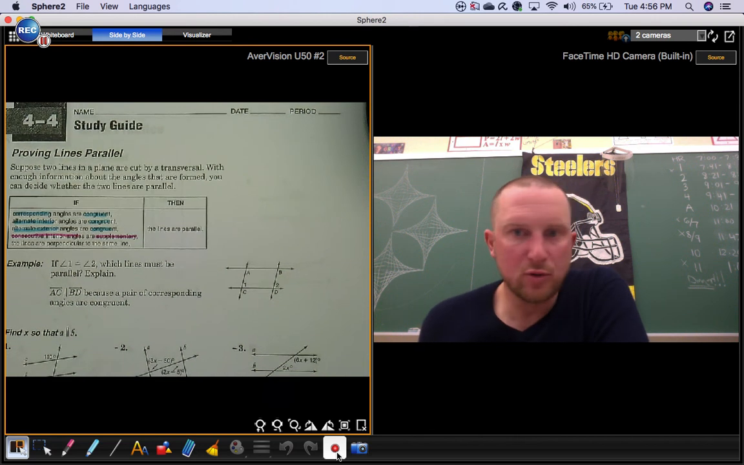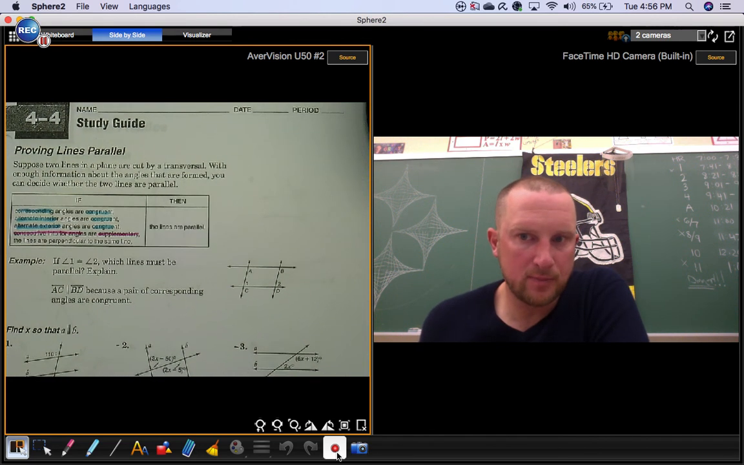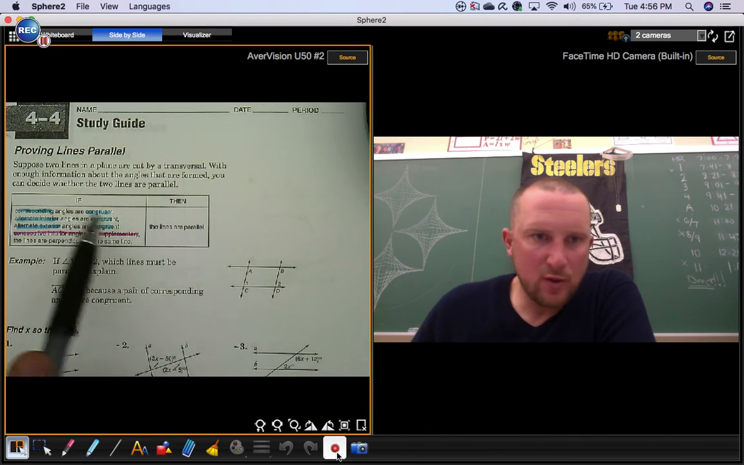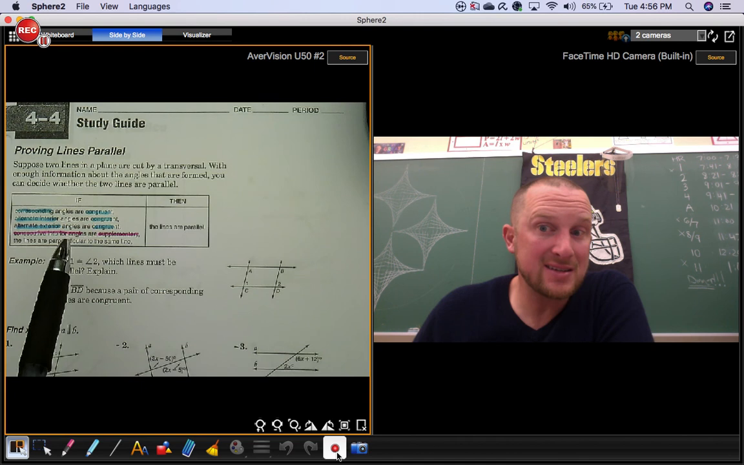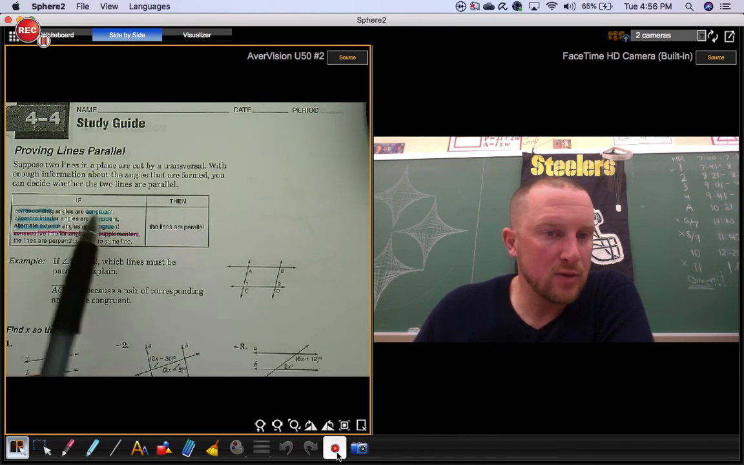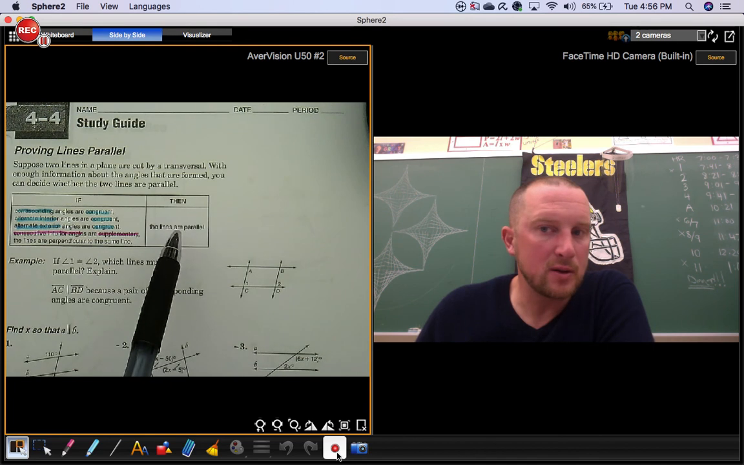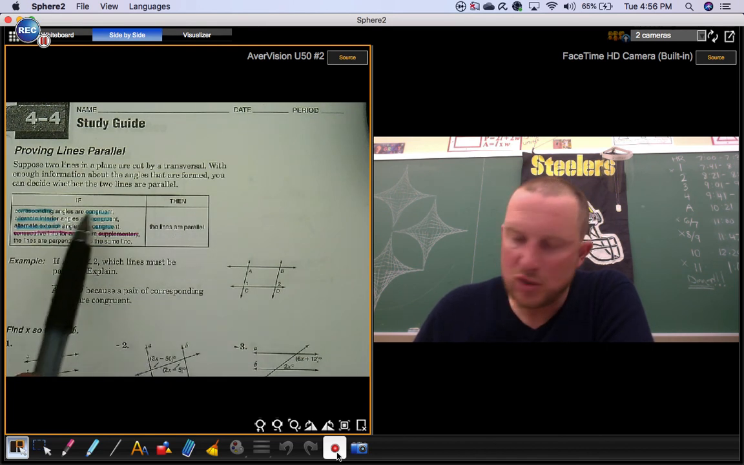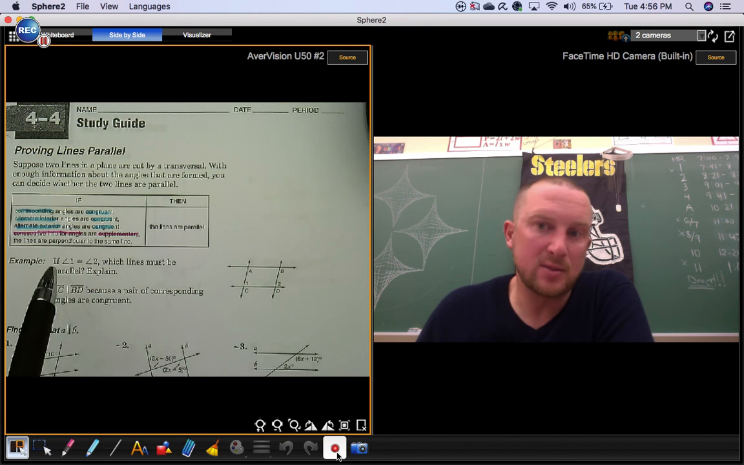Geom 4.4, we're proving that lines are parallel. These four things right here are converses of the postulate and theorems we looked at in the last section. So if you know any one of these four things, then you know that the lines are parallel. So if your corresponding angles are congruent, the lines need to be parallel.